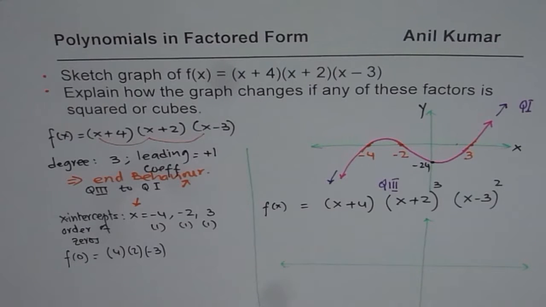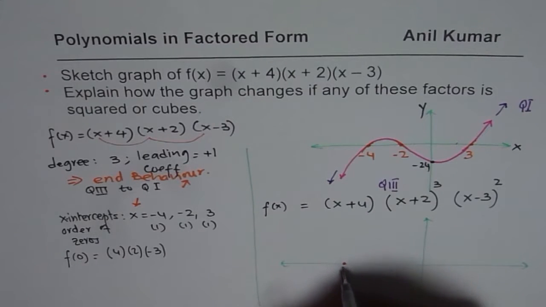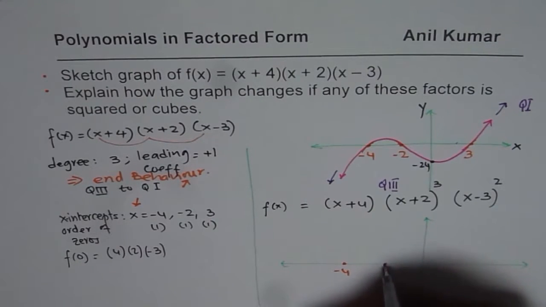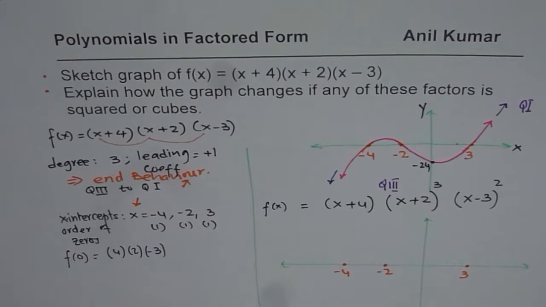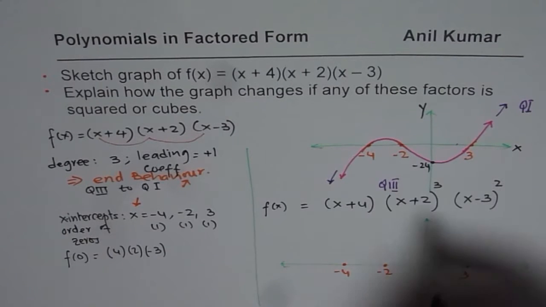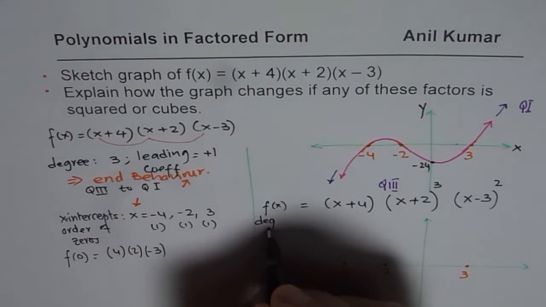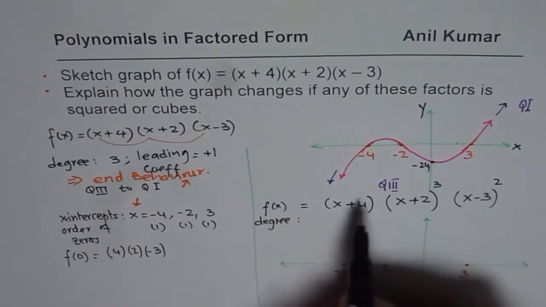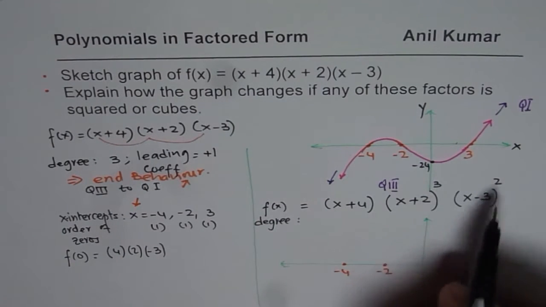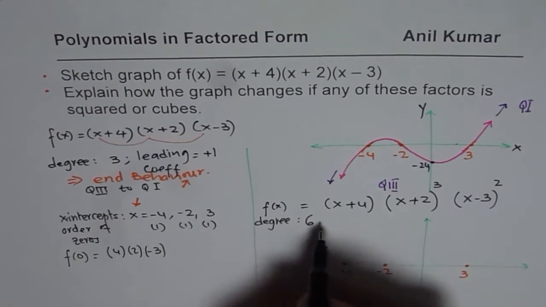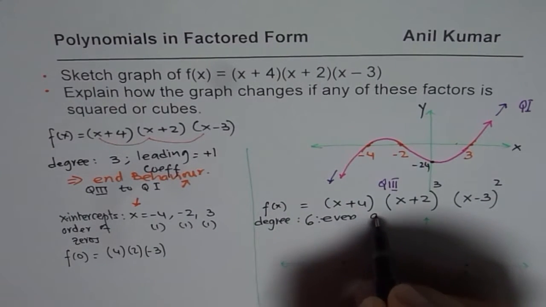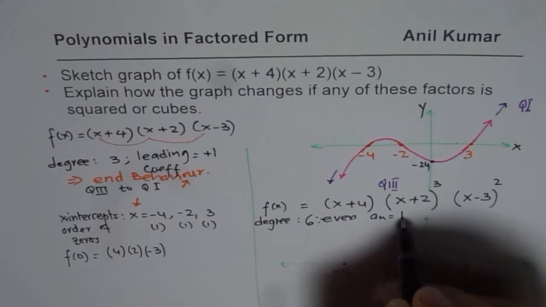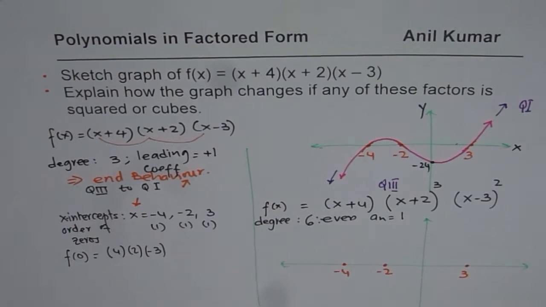Now we know the zeros are the same, so they are at minus 4, minus 2, and at plus 3. However, the degree has changed, the leading coefficient is the same. Let me write down the degree first. The degree for us is 1 plus 3, 4, 4 plus 2, 6. So now it has become an even degree. Do you see it is even? And the leading coefficient a_n is still 1, so it's positive.